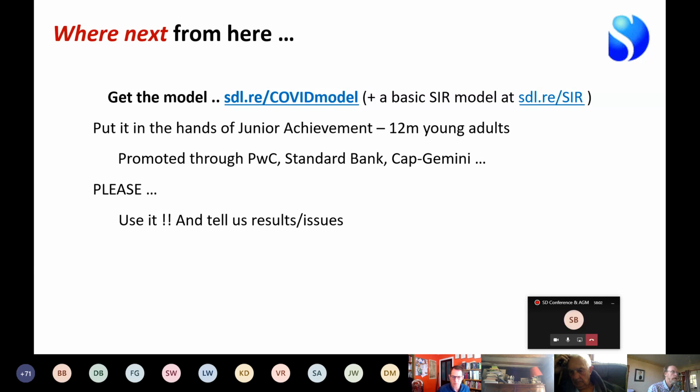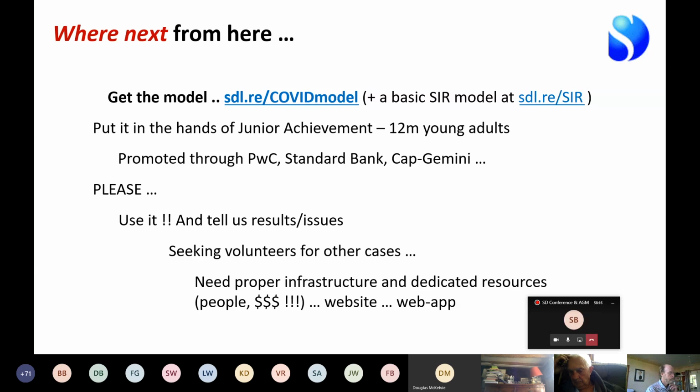We're seeking, we've got some support already from PwC and Standard Bank in Africa and from Capgemini to get this out. So please just use it, please use it, and tell us the results you get.